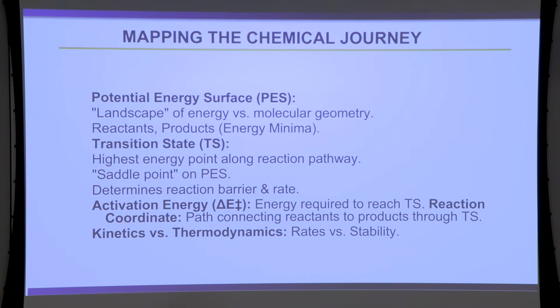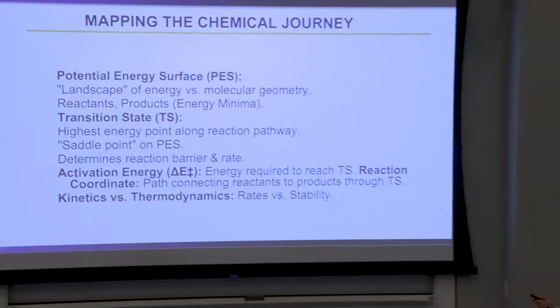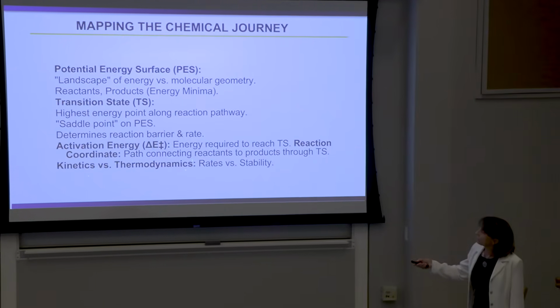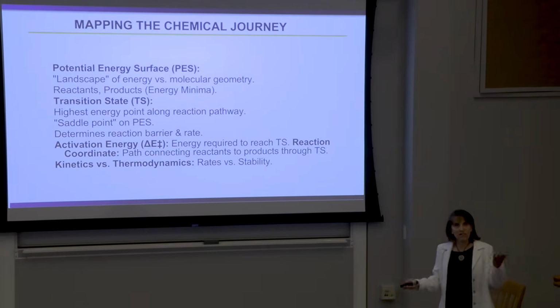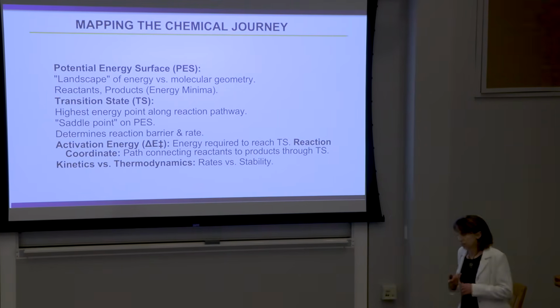The next step is to add the transition state also. So the transition state is basically the highest energy point along a reaction pathway. And then there is an activation energy, that is the energy required to reach the transition state. The reaction coordinate is the path connecting reactants to products through the transition state. And when we want to talk about kinetics or thermodynamics, you still use this, but for kinetics, we are going to talk about rates. Thermodynamics is going to use stability, so you will see the energy difference between the molecules.